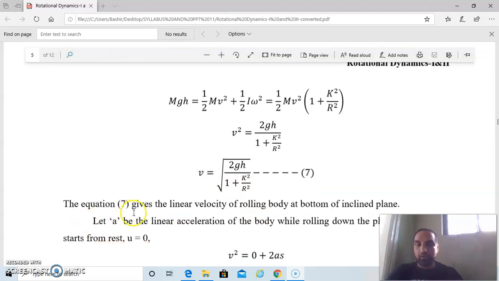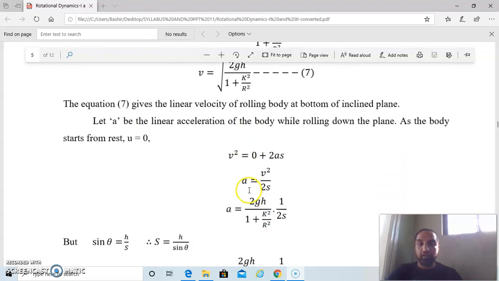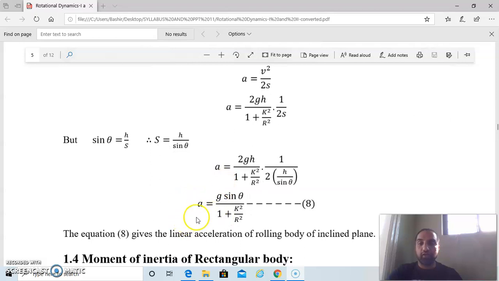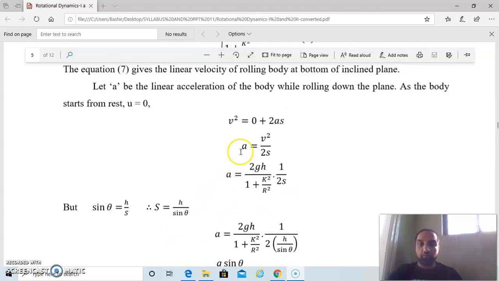So this is equation number 7, the linear velocity of a rolling body when it reaches the bottom of the inclined plane. So in this way we can also find the linear acceleration by using this equation.